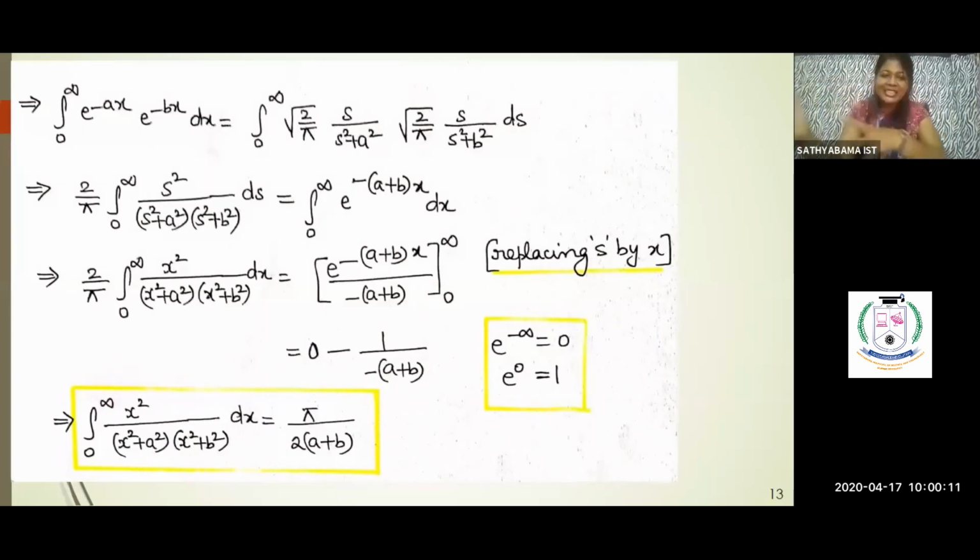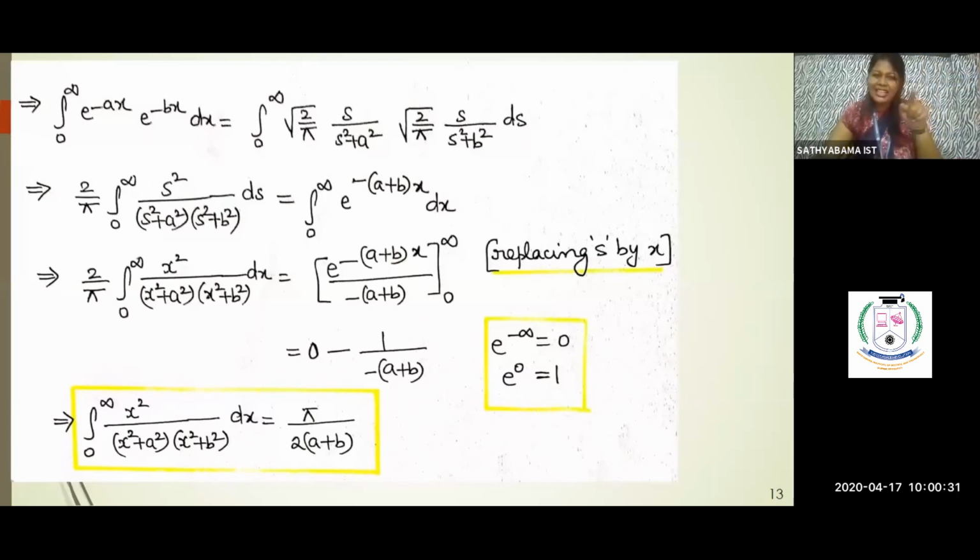Now the right hand side, I brought it to the left hand side in the second step because that is what I want. So I've taken the constants out: 2 by pi into integral 0 to infinity s square by (s square plus a square) into (s square plus b square) ds. See, this is the integral that we want. And that is equal to, the left hand side is brought to the right hand side.